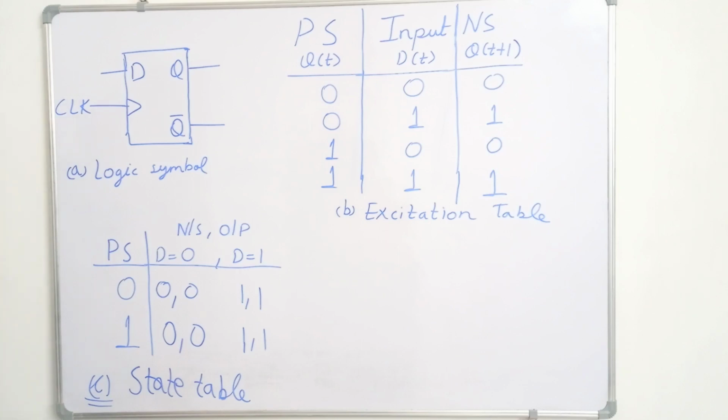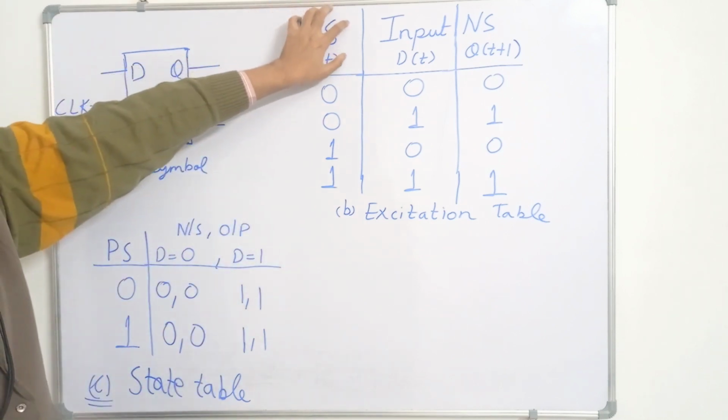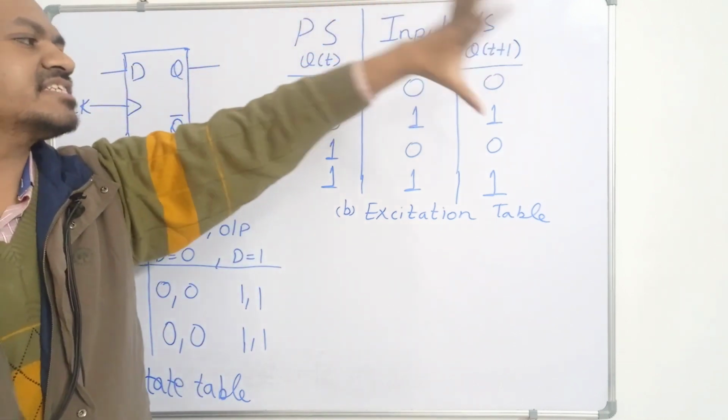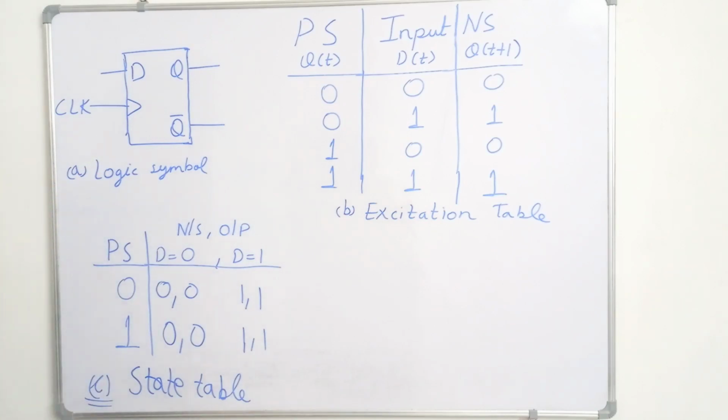So this is the excitation table of a finite state machine. It includes present state, input and the next state. This will always be the format of any finite state machine. So Mealy is also a finite state machine. The other finite state machine is the Moore model. Okay. So this is the state table for a Mealy machine.